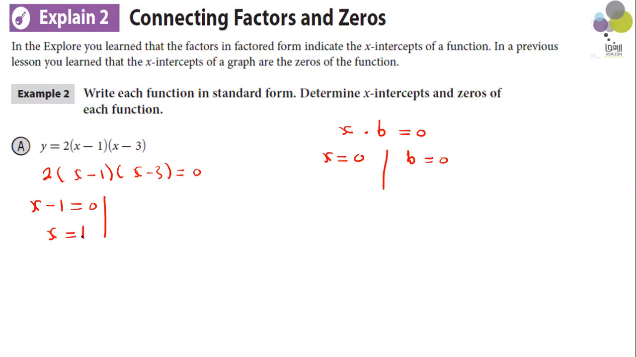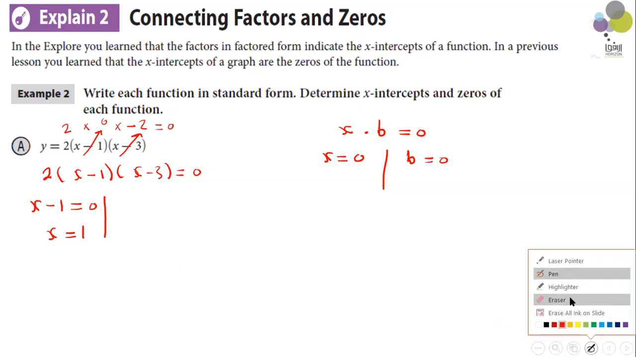If you replace x with 1, this function will be 0. How? Look, this is 2. This, it will be 0. 2 multiply 0. This, it will be 1 minus 3, negative 2. 0 multiply 2, multiply negative 2, it will be 0. So the function will be 0 when x equals 1. So x equals 1 is the first zero of the quadratic function, okay?